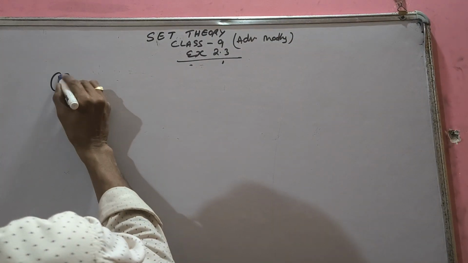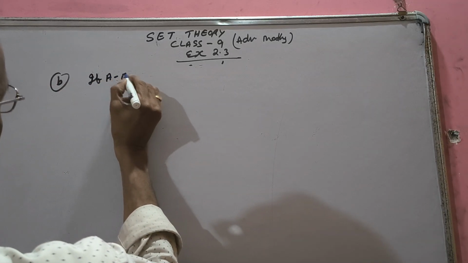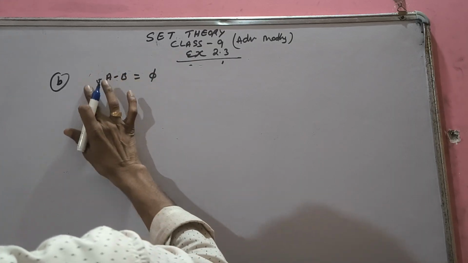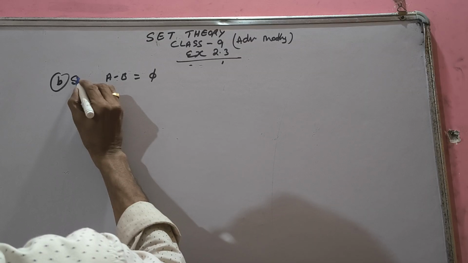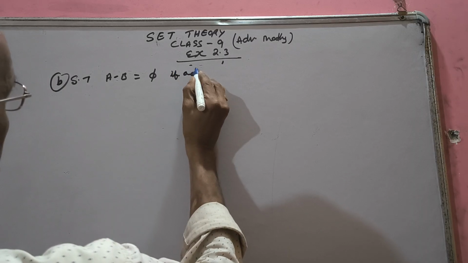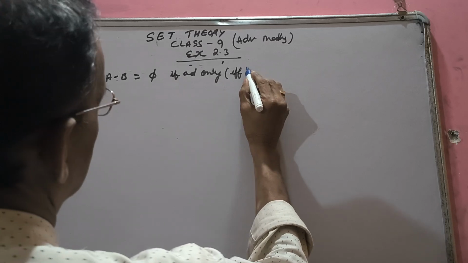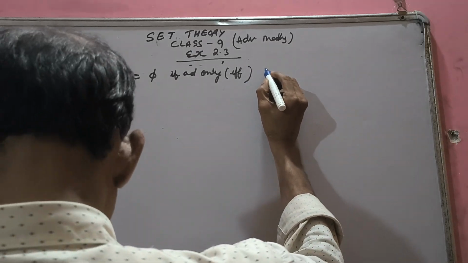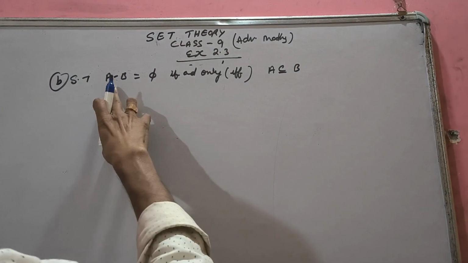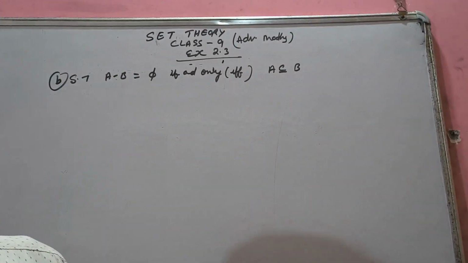Okay, part B. The question is to show that A minus B equals the empty set if and only if A is a subset of B. We need to show that A minus B equals the empty set if and only if A is a subset of B.